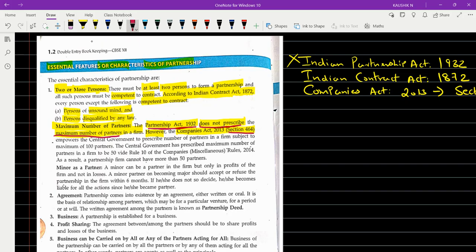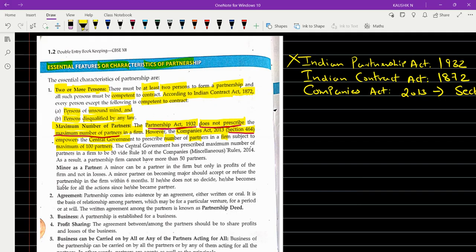Okay. So according to this particular section, 464, the Act empowers the central government to prescribe the number of partners in a firm, subject to a maximum count of 100. So they are just prescribing that it should not be beyond 100. They are giving some powers, empowering that it can be up to 100.